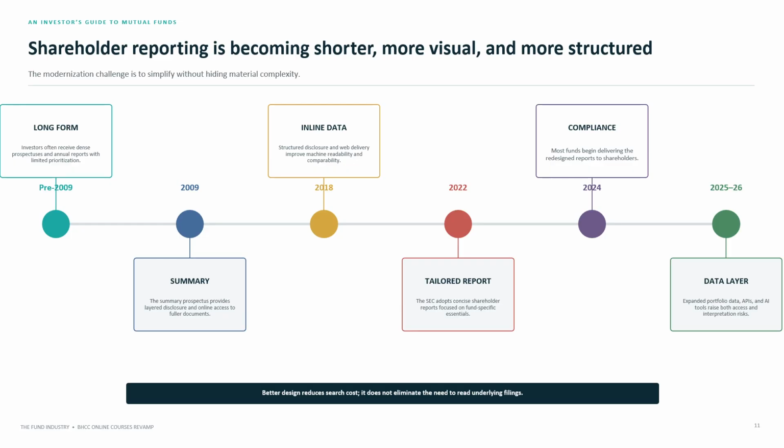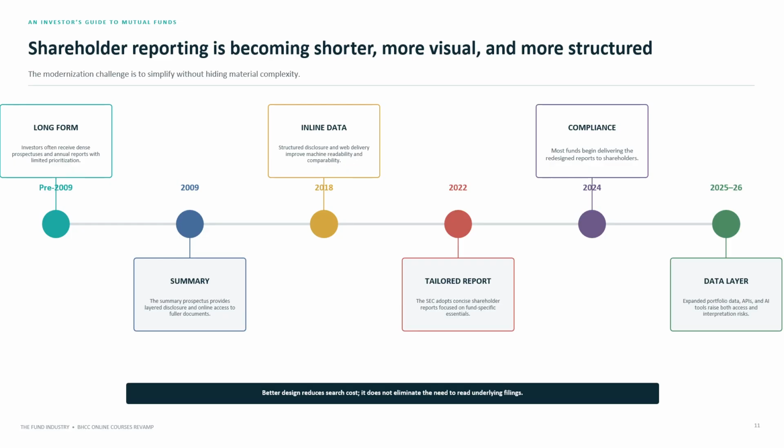Fund disclosure has been moving from a legal document endurance test toward layered, more visual reporting. Before the summary prospectus, investors often received long documents with little help identifying what mattered most. The summary format improved prioritization, online delivery improved access, and structured data improved machine readability. Tailored shareholder reports now focus more directly on fund-specific expenses, performance, holdings, and material changes. That is progress, but shorter does not mean simple. A 3-page report can still sit on top of a complex portfolio.